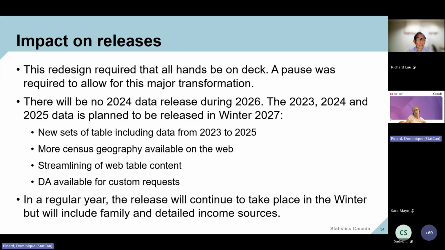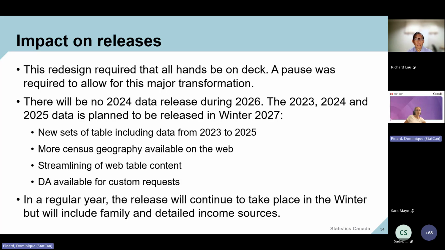Sorry, I'm going to respond to that question about postal code aggregation in a minute. I'm just going to go through that slide and then I'll go to that question. So the redesign, yeah, we did a pause for 2024, so it wasn't released in the usual timelines, which would have been the summer. We are planning on releasing the 2023, 2024, and 2025 data in winter 2027.